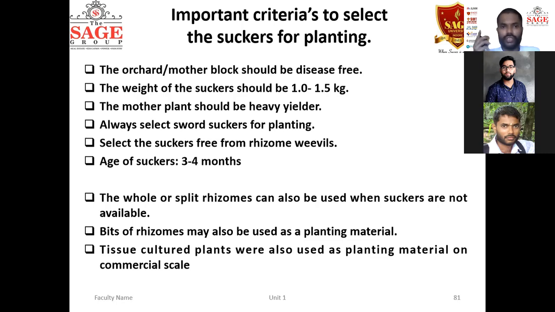So select the suckers free from rhizome weevil. So rhizome weevil, it is one type of weevil, which bores tunnel in this rhizome of this banana plant.